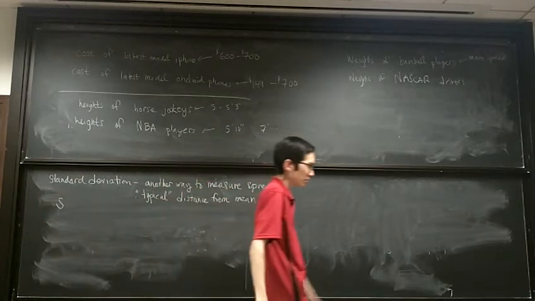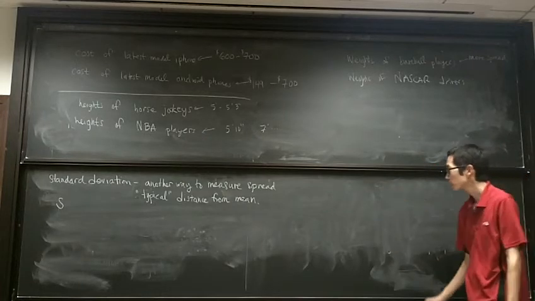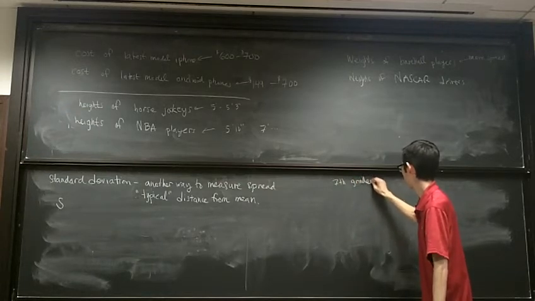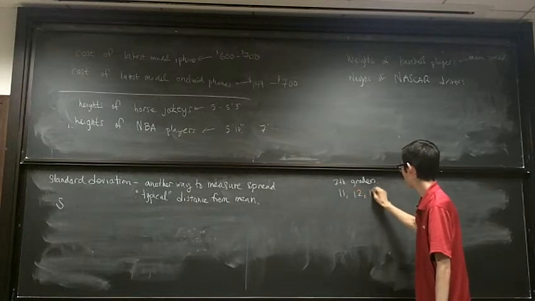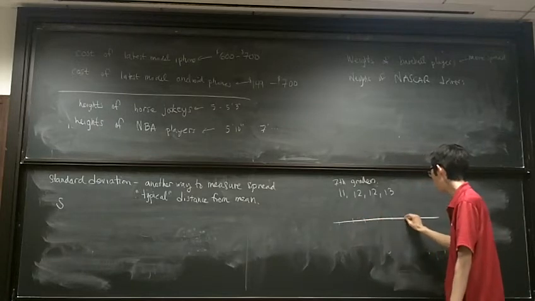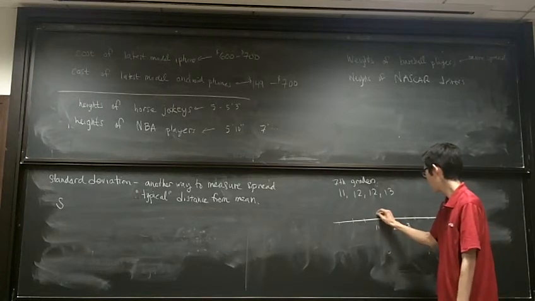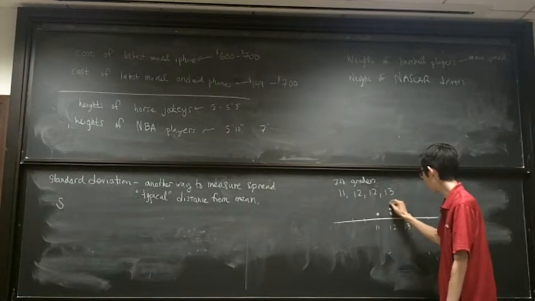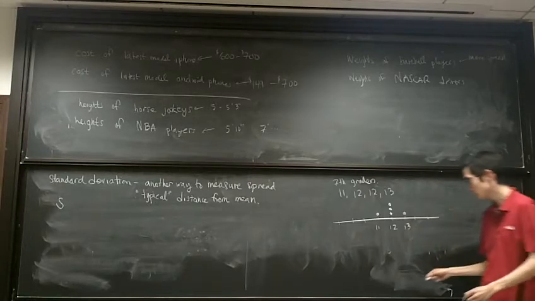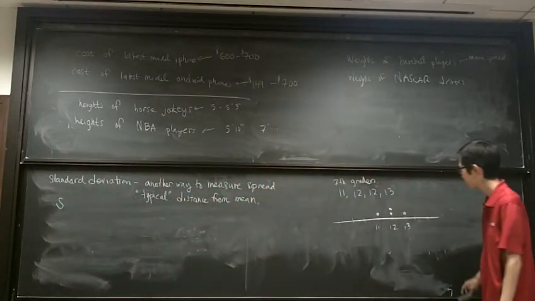So let's go back to our seventh grade students. And their ages were 11, 12, 12, and 13. Okay, so if I draw a number line and make a dot plot, the dot plot would look like this. A dot at 11, two dots at 12, and one dot at 13. Okay, 11, 12, 12, 13.